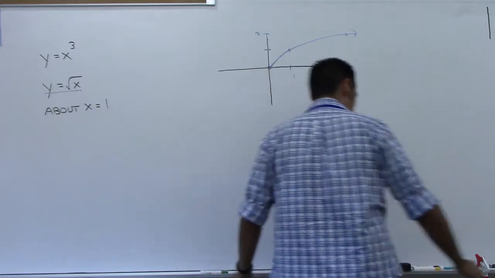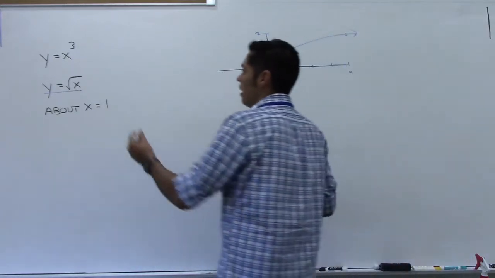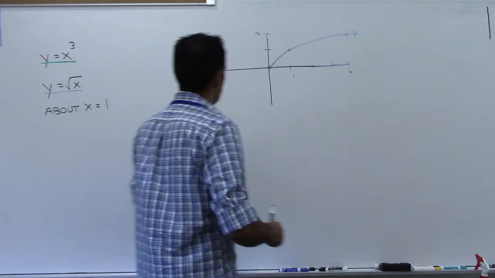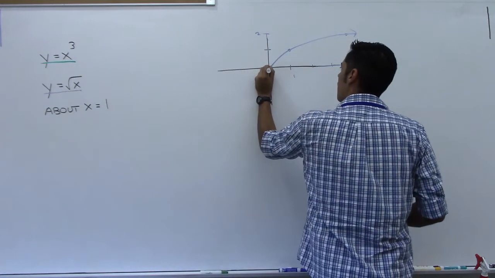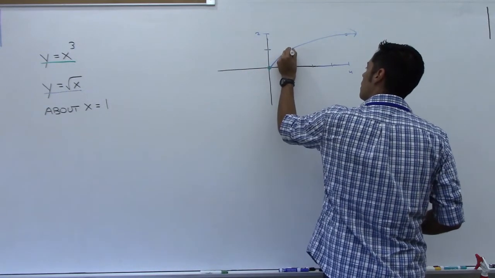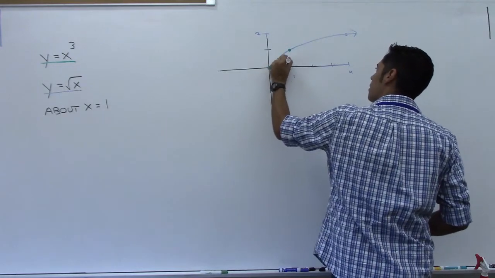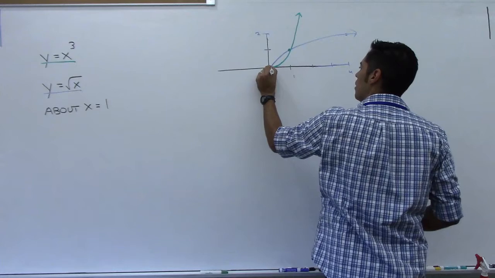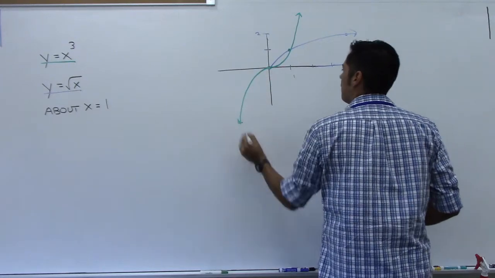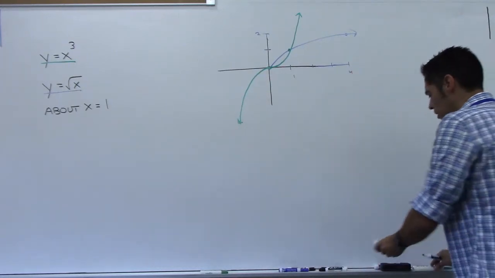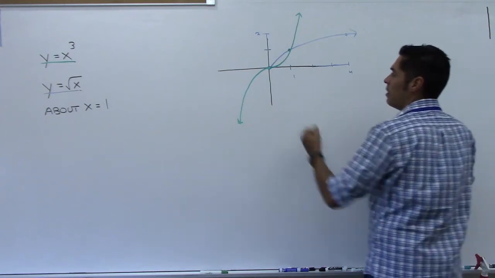Okay, and then on the next one, x cubed. At 0, I'm at 0. At 1, I'm at 1. At 2, I'm at 8. And in here, it's going to go like this. On the other side, it does something like that. So I can see my region. This is my region.